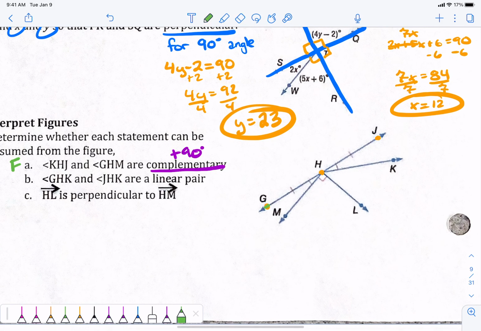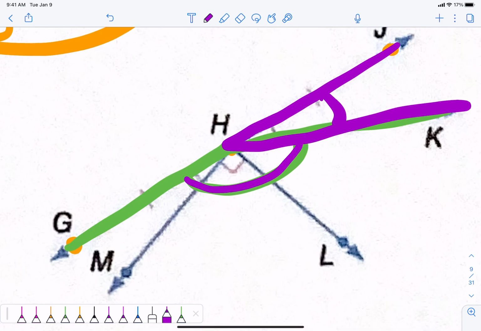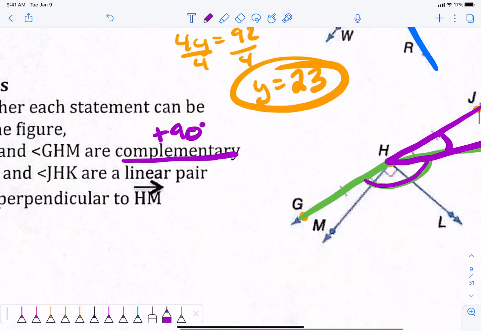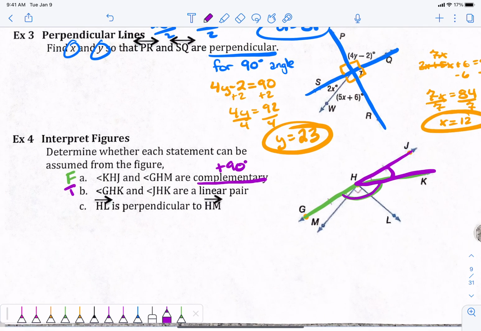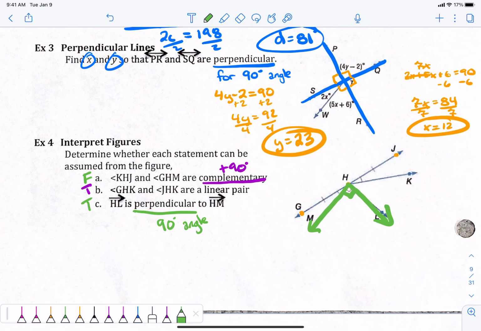GHK is this angle right here, and JHK, this one, are a linear pair. Are they making a straight line? Yes. The first angle is like three angles together, but yes, just those two are making a linear pair, so true. And the last one says HL, this guy right here, is perpendicular to HM. What does perpendicular mean? It makes a 90-degree angle. Is it making a 90-degree angle in that spot? Yes, so that's true also. Makes sense?